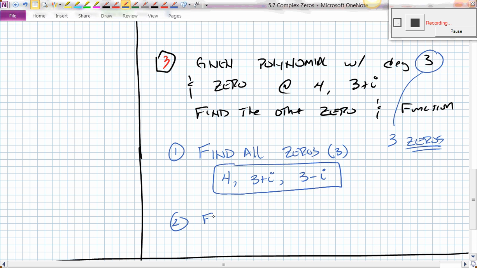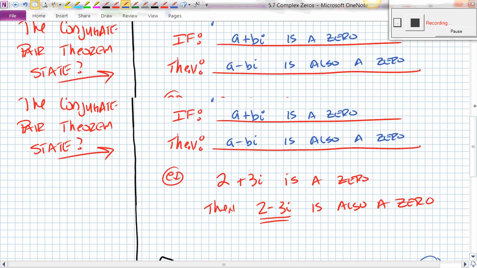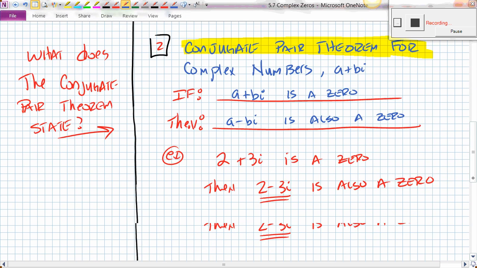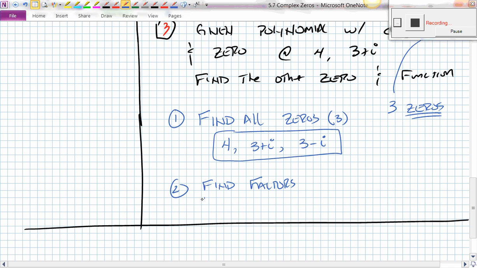Step 2 is going to be find the factors. And to find a factor like we did up here in example 1, if x equals 1 is a 0, then x minus 1 is a factor. So that means that if 4 is a 0, then x minus 4 is a factor. If 3 plus i is a 0, then x minus the quantity 3 plus i has to be a factor. Notice I have brackets around that. And then if 3 minus i is a 0, then I'm guaranteed that x minus the quantity 3 minus i is another factor. So there are my 3 factors. Tomorrow we're going to multiply that out together and find a polynomial that fits all of this. But that's for tomorrow's lesson.